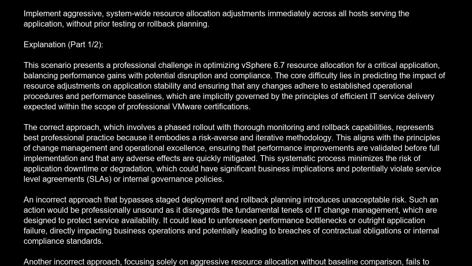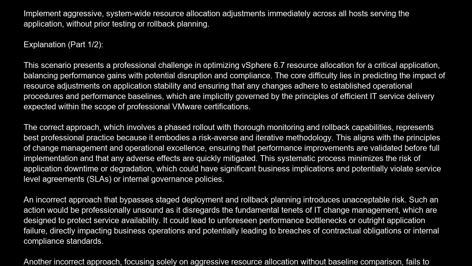The correct answer is C. Implement aggressive, system-wide resource allocation adjustments immediately across all hosts serving the application, without prior testing or rollback planning. Explanation: this scenario presents a professional challenge in optimizing vSphere 6.7 resource allocation for a critical application, balancing performance gains with potential disruption and compliance.